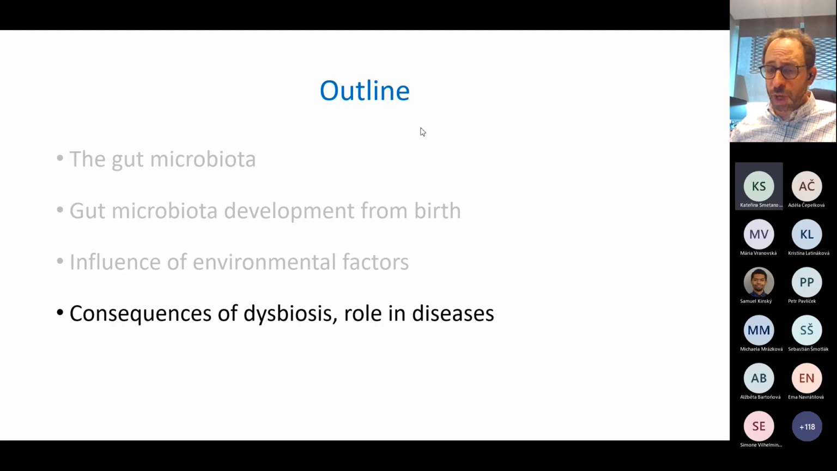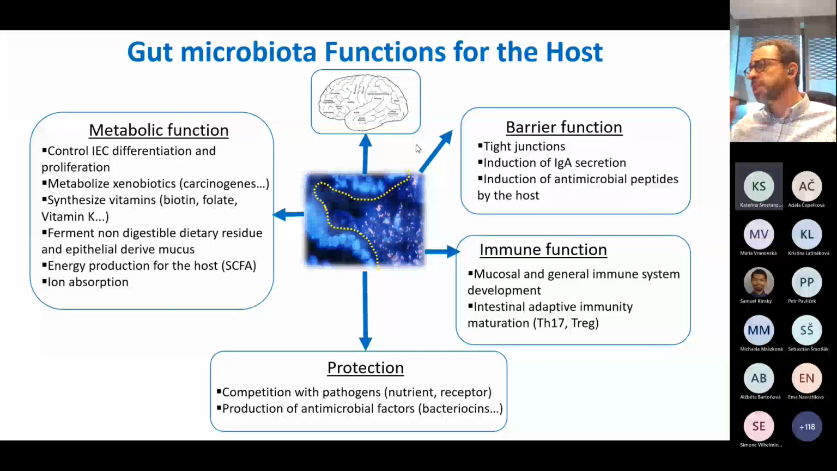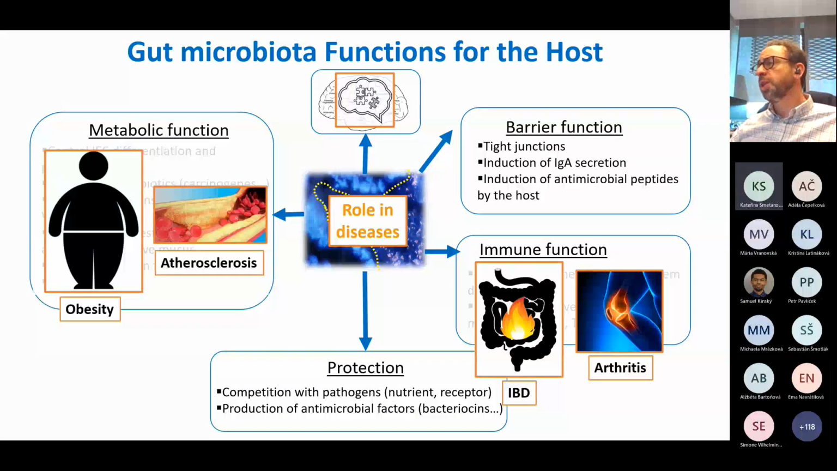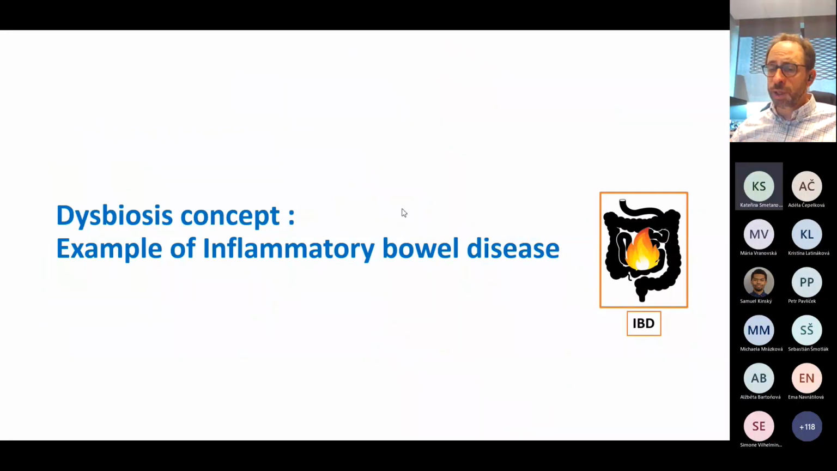So now let's move to disease. If this microbiome is so important for health, of course, you can imagine that when it is altered, it can play a role in disease. And now there are many proofs of this implication of the microbiome in obesity, atherosclerosis, in inflammatory diseases such as inflammatory bowel disease, arthritis, and even in brain conditions. I'm just going to give you an example based on one type of disease, which is actually my specialty, inflammatory bowel disease.